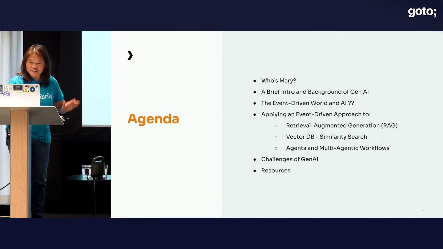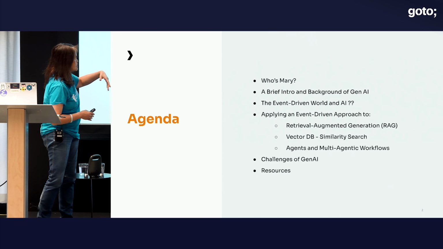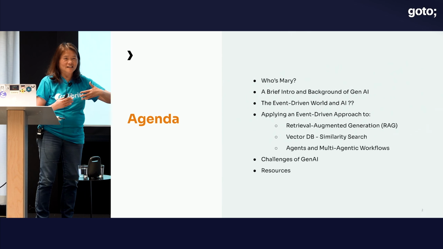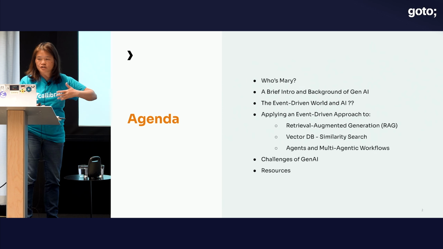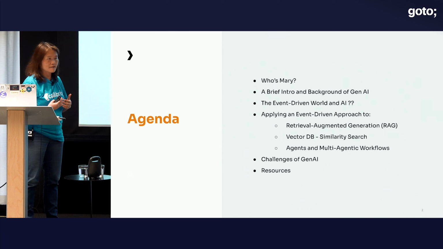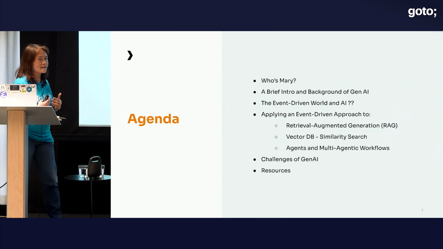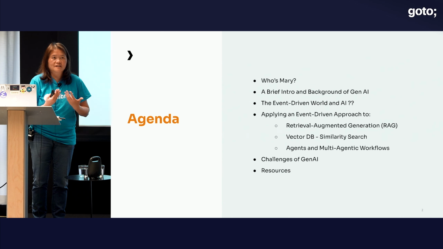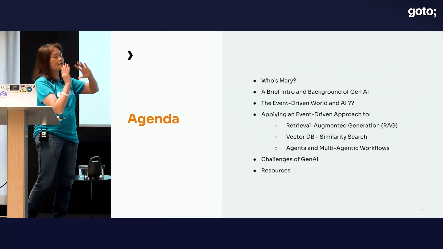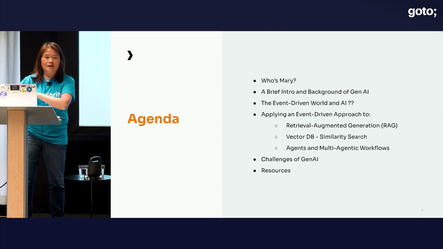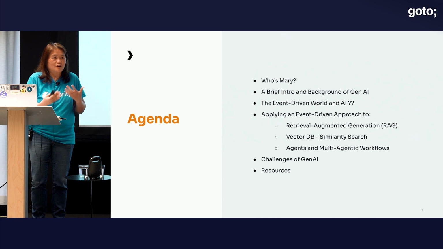Okay, so this is the agenda for today. I know it's about 40 minutes, so I'll try to be quick, because I'm going to cover a lot of things. A brief intro and background of generative AI first, and then discussing the event-driven world and AI. I think that's largely an untapped area, and I'm interested to find out how we can apply event streaming. We often hear about event streaming, but how does it apply to the AI world? In that sense it's more exploratory, at least from my perspective, or you can share with me what you have.